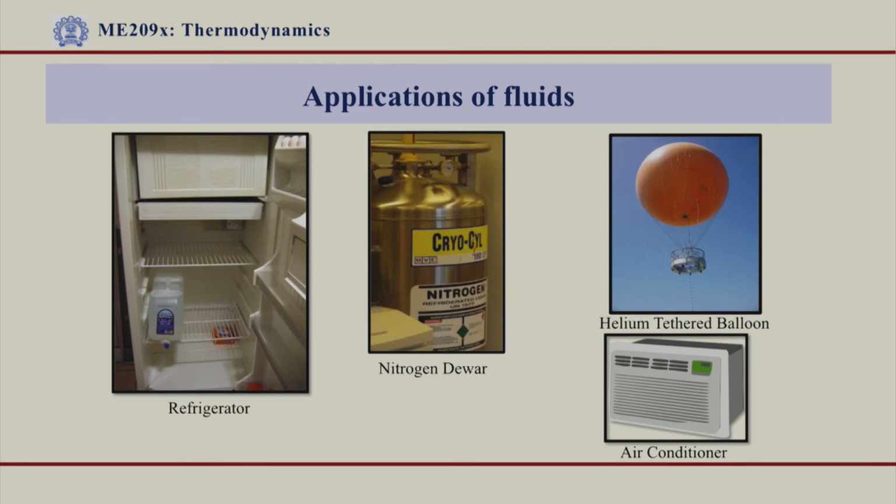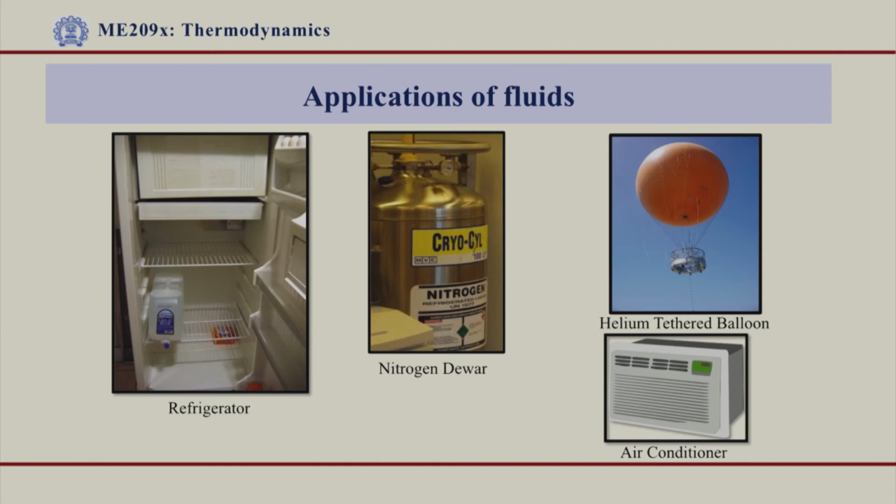Similarly, we have the refrigerator, where the refrigerant could be in liquid form or gaseous form. Then we have the nitrogen dewar, where liquid nitrogen could be stored. We have a helium balloon, and the air conditioner, where the refrigerant again plays a very important role. These are different applications of fluids that we come across in mechanical engineering, and if you want to design these devices, we ought to know the properties of the fluids at different pressures and temperatures. Therefore this topic has its importance from the design perspective of various devices.